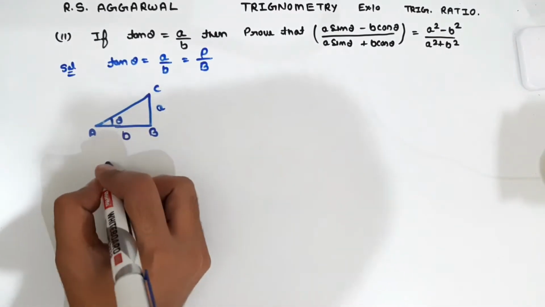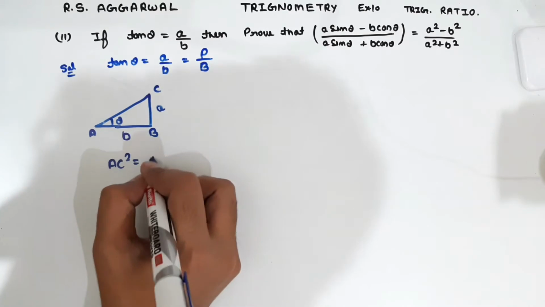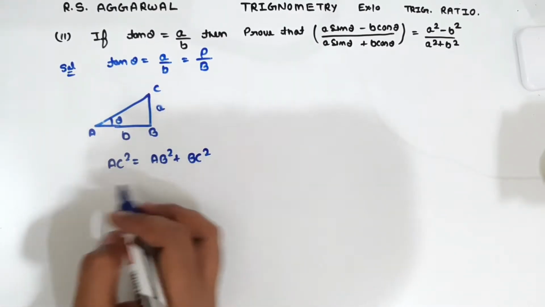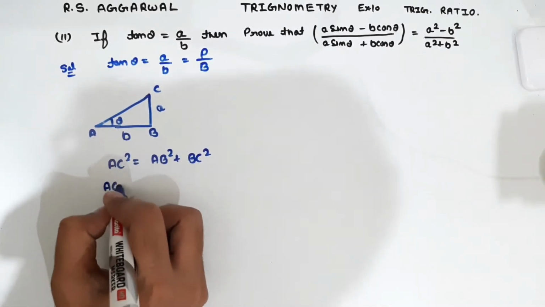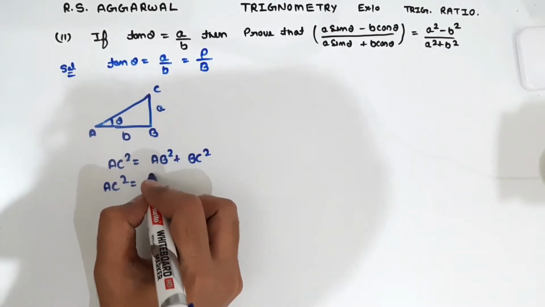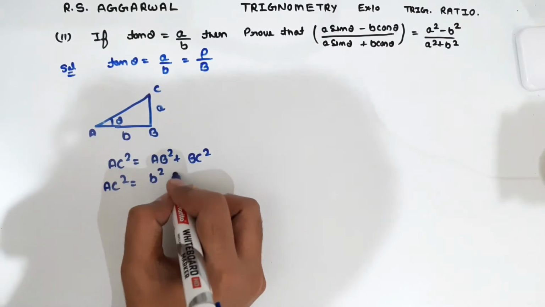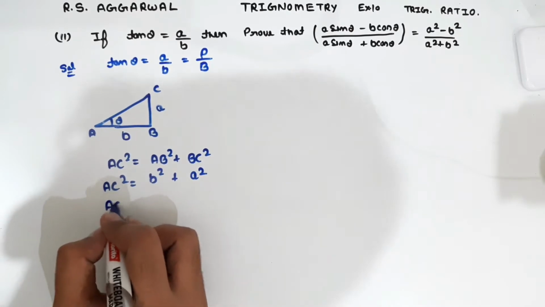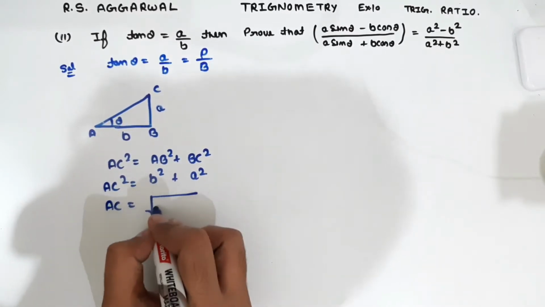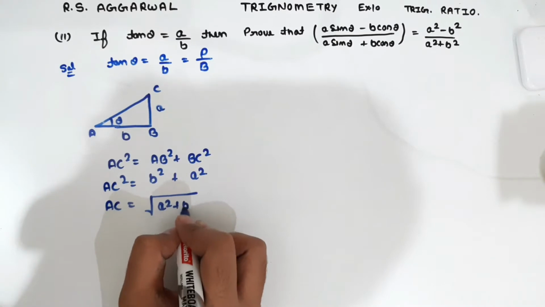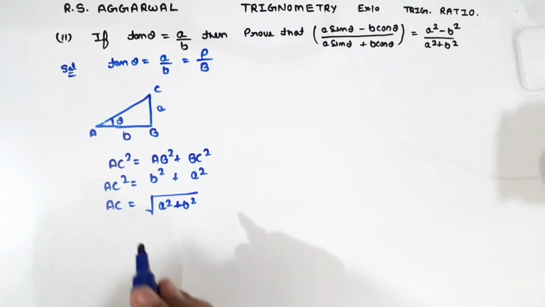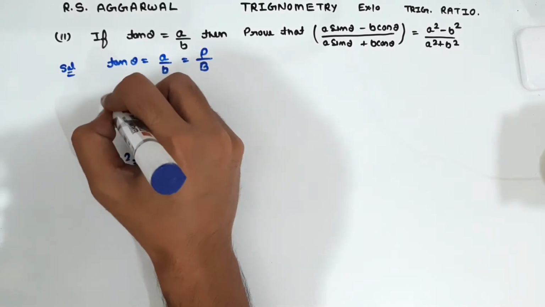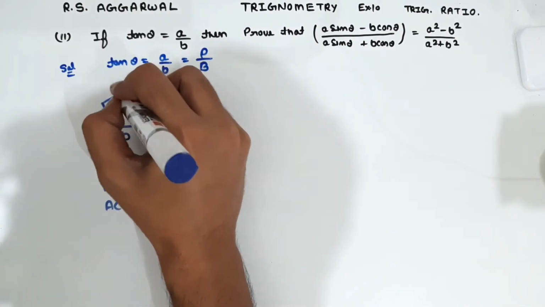So AC square will be AB square plus BC square. This is Pythagoras theorem. So we have to find AC. AB is B, so B square, BC is A, so A square. So from here AC will be under root A square plus B square. So this is our hypotenuse, under root A square plus B square.